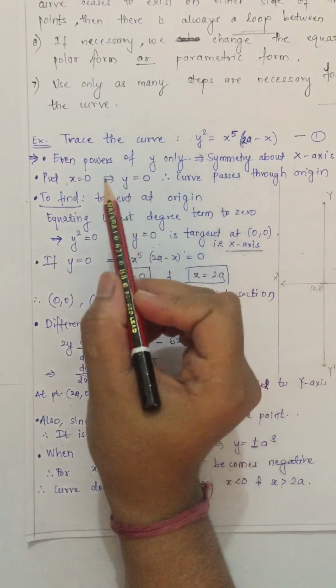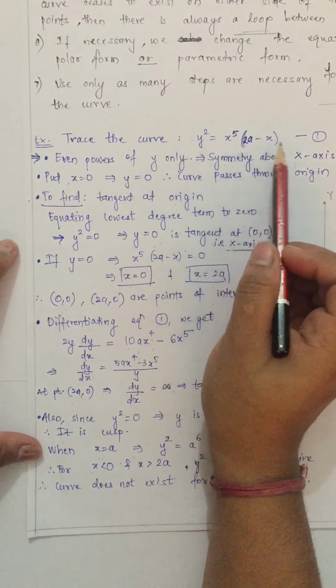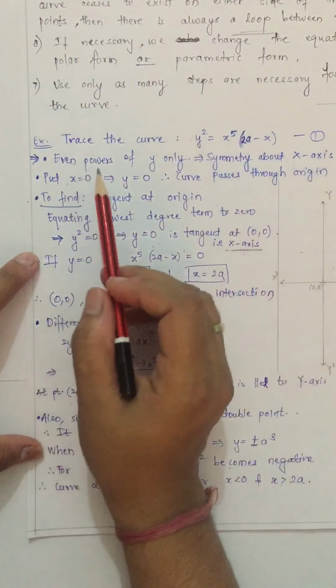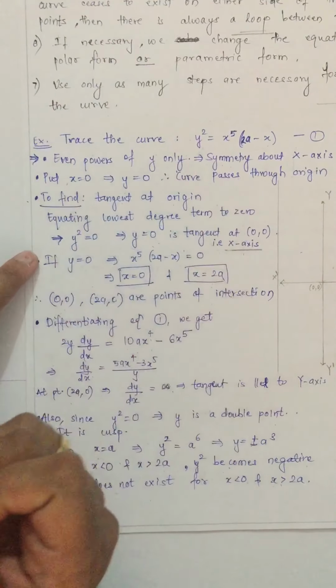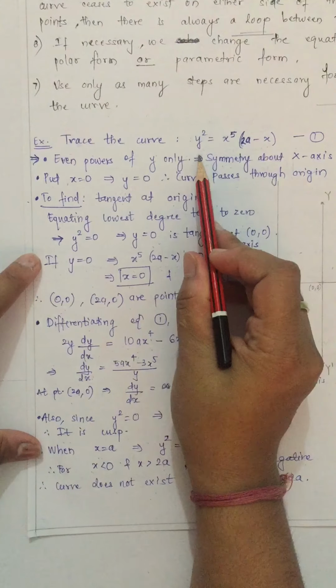Let us see an example. Trace the curve y square equal to x raised to 5 into (2a minus x). Suppose this is equation 1. Now the first rule is to check the symmetry. For that we need to check the powers of x and y.